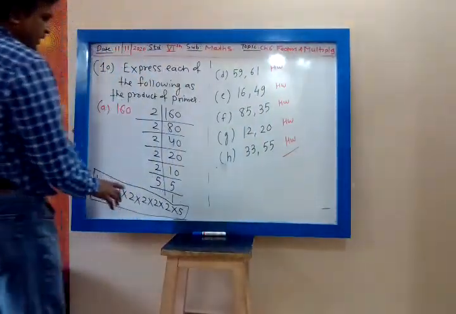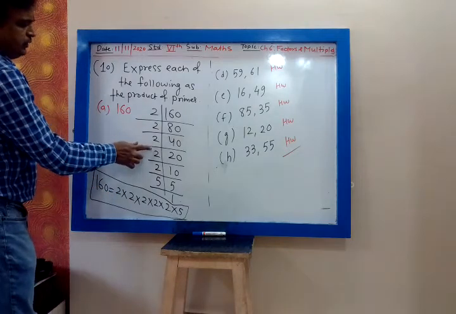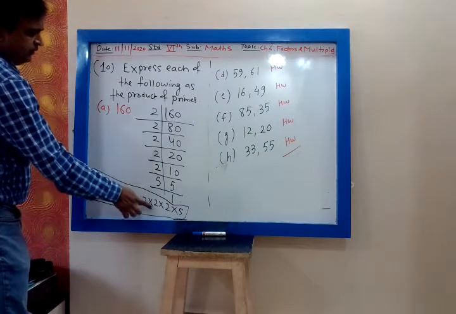The answer is 2 into 2 into 2 into 2 into 2, five times, into 5.